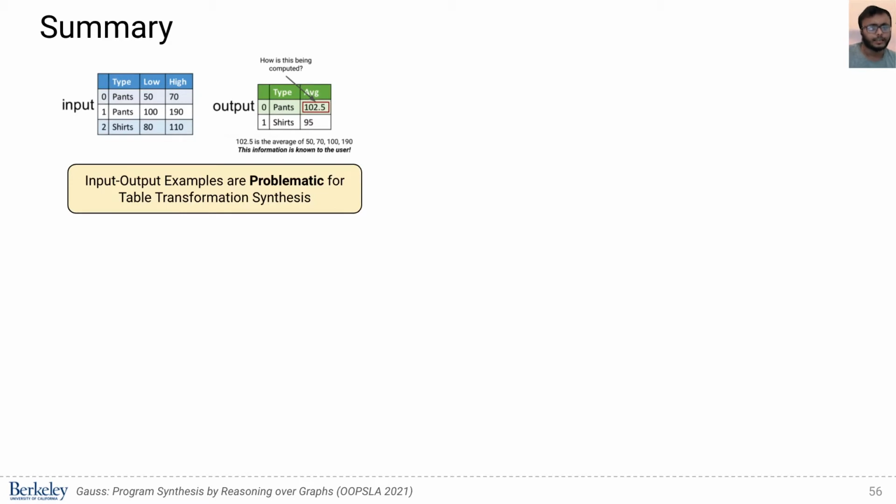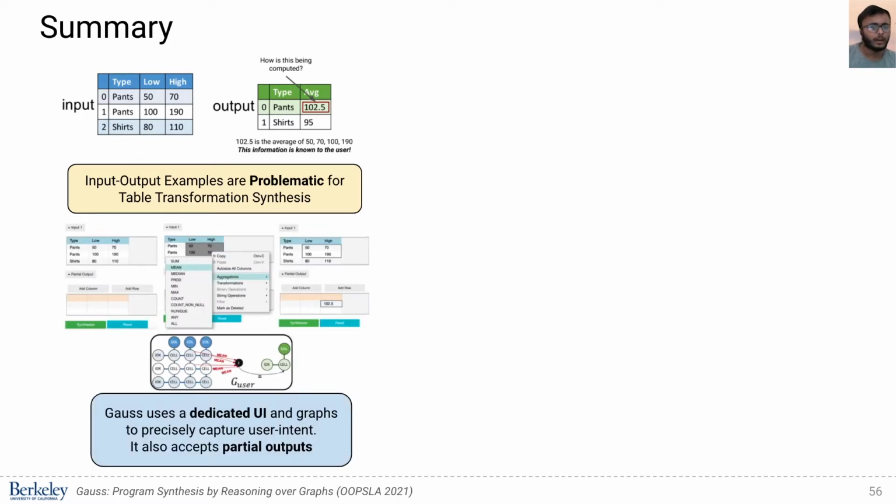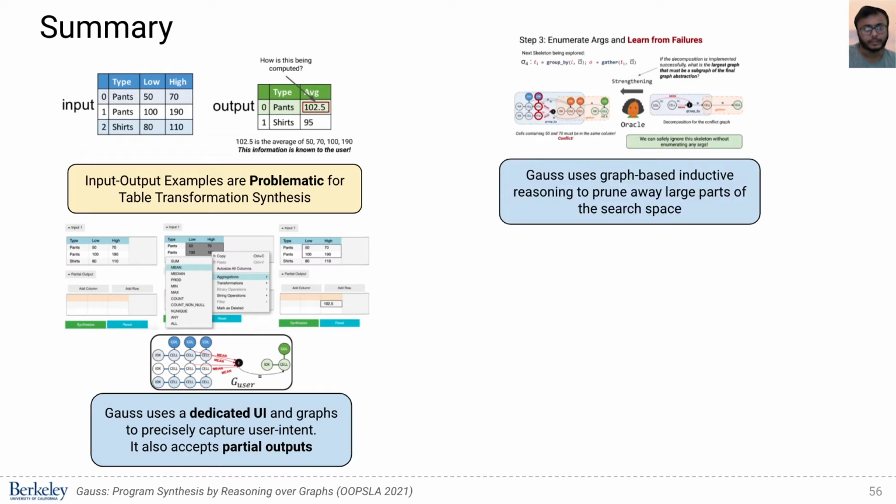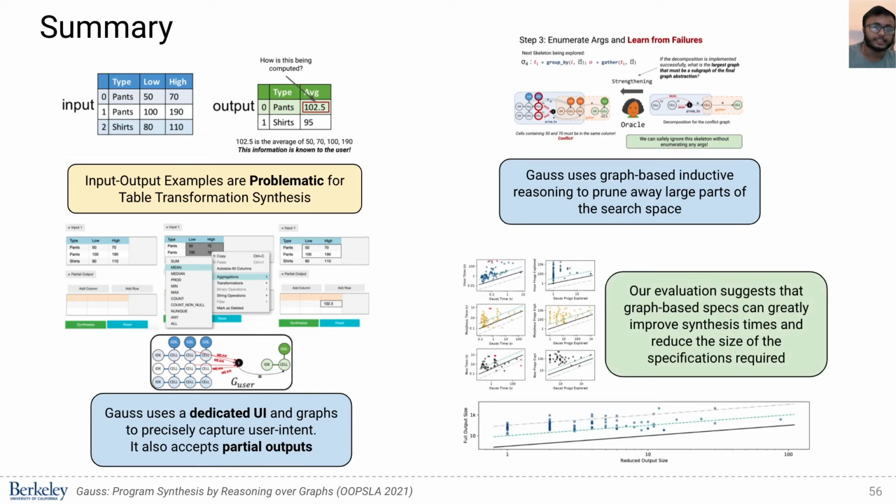In summary, we highlighted how input-output examples can be problematic as a specification modality for the domain of table transformations. We showed how Gauss employs a dedicated UI and uses graphs to capture precise, readily available relationships between the input and output. We demonstrated how Gauss uses graphs for speeding up its search by pruning away large parts of the search space and by using inductive reasoning to do so. And lastly, our evaluation suggests that graph-based reasoning has the potential to greatly improve synthesis times and reduce the size of the specifications required from end users.